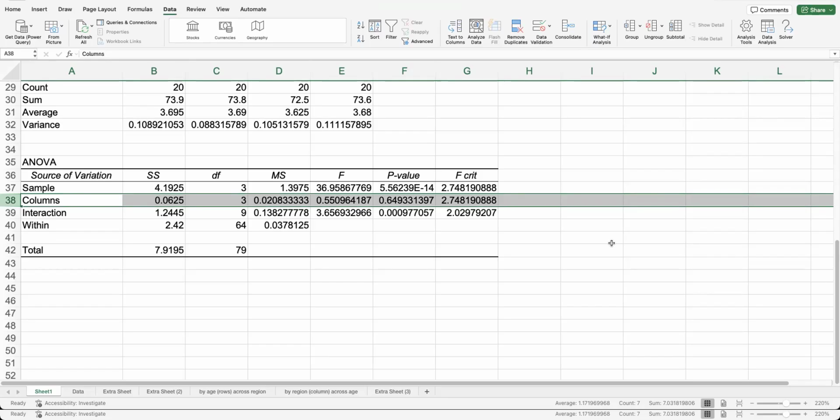Interaction. Is there an interaction between region and age? Is there one particular region-age combo that stands out?